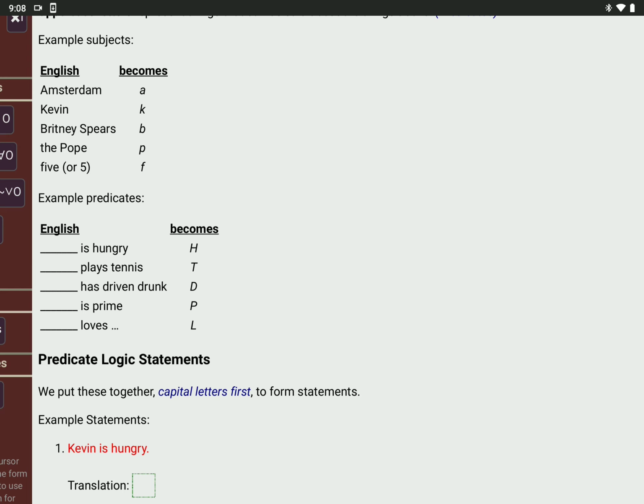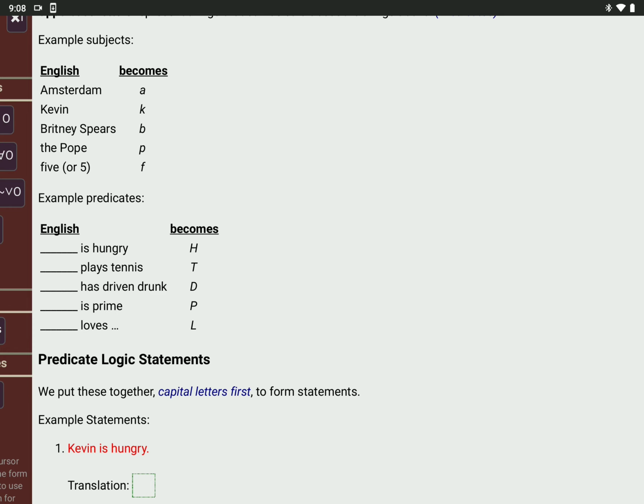Now we use uppercase letters in predicate logic for things we say about subjects. These are our predicates. You can think of a predicate as having a place to fill in with the subject. So blank is hungry is a predicate. We use uppercase letter H for being hungry, uppercase letter T for playing tennis, uppercase letter D for driving drunk, uppercase letter P for a number being prime, uppercase letter L for someone loving someone else. These are things we say about subjects.